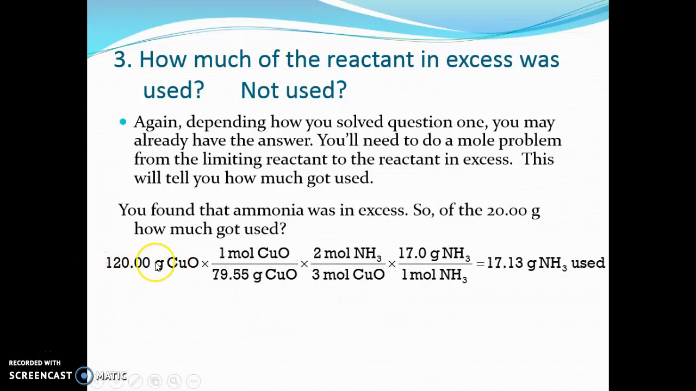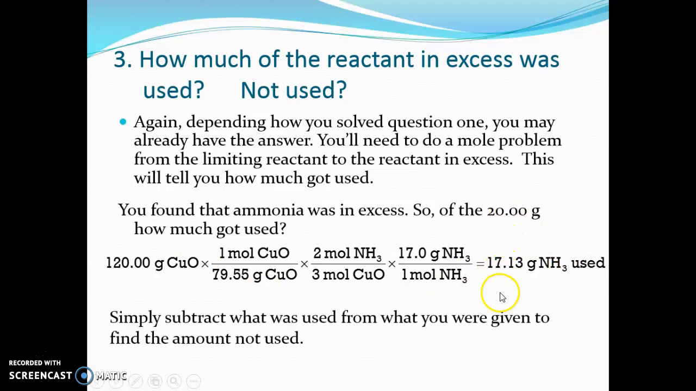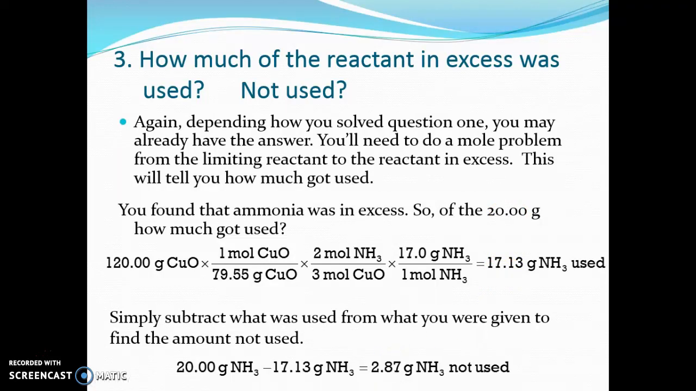So I know all the copper oxide is going to react. How much of ammonia will react with it? Turns out 17.13 grams. So not too bad, not a huge waste. How much did I waste? I'm going to subtract. And I've only wasted 2.83 grams of ammonia. So that's not horrible. But that's how you do all 3 steps.